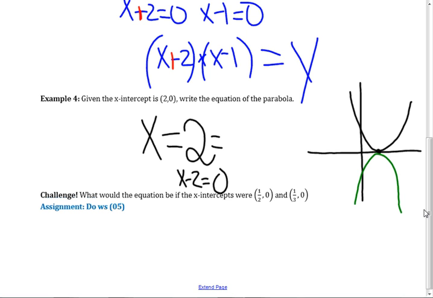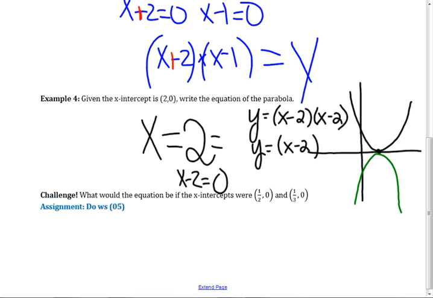Okay, how many of these do you have? We always have two answers, so it's x minus 2 times x minus 2. So y equals x minus 2 times x minus 2. It's called the double root. Or you could say x minus 2 squared. The graph actually comes down here, hits the x-axis, and bounces off.